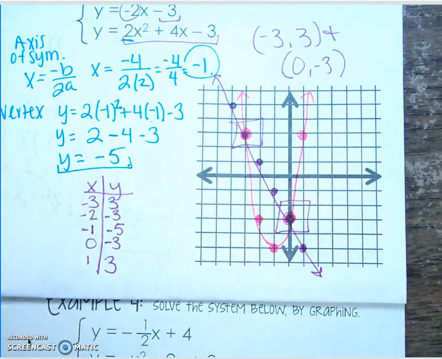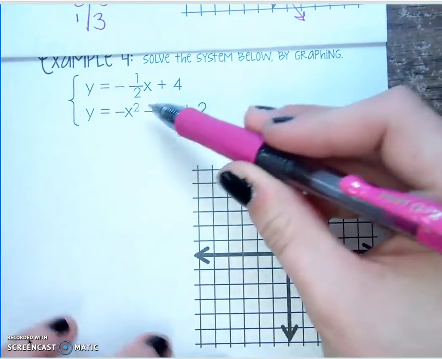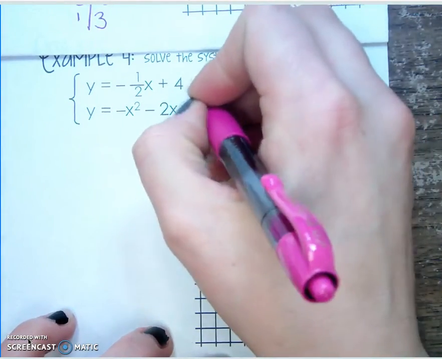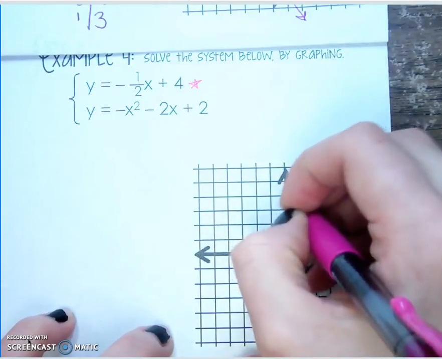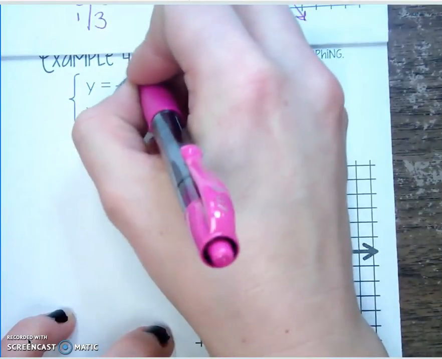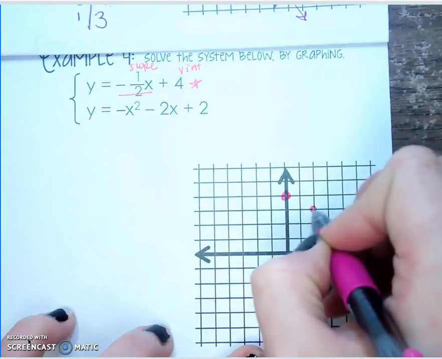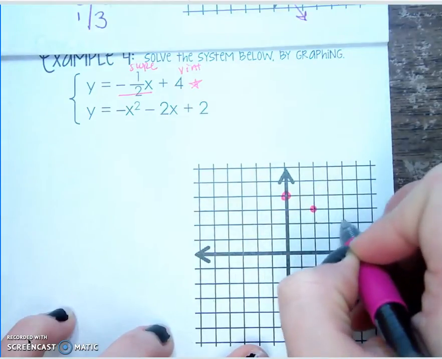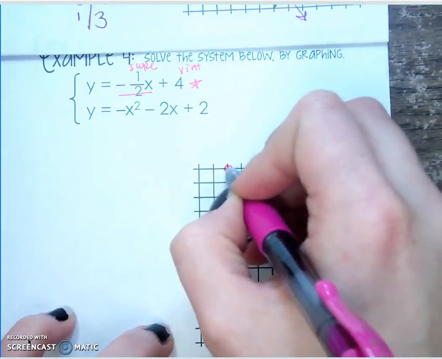Okay, very good. Let's do example 4. Again, first thing I do is go ahead and plot your linear equation. I know that's the linear. I'm going to start at positive 4 on the y-axis. That's my y-intercept. And my slope, negative 1/2. So down 1, right 2. Down 1, right 2. Or up 1, left 2. Okay?